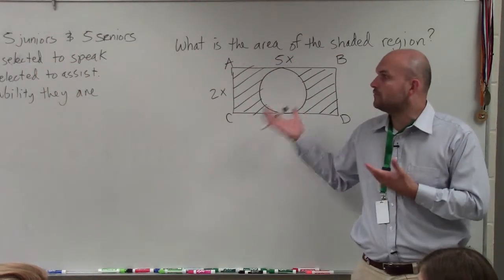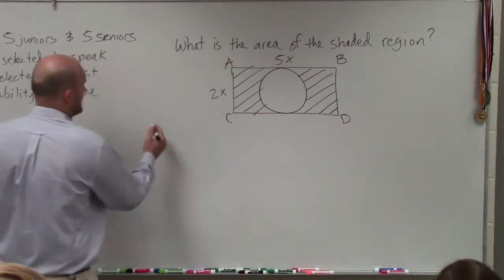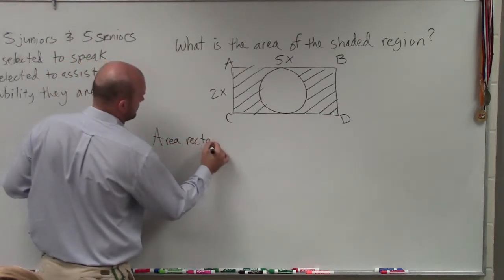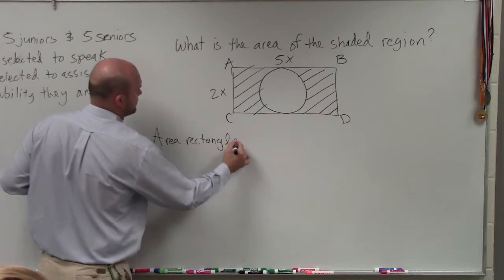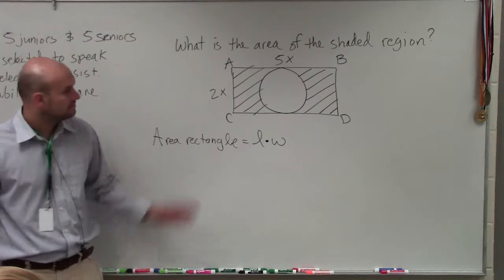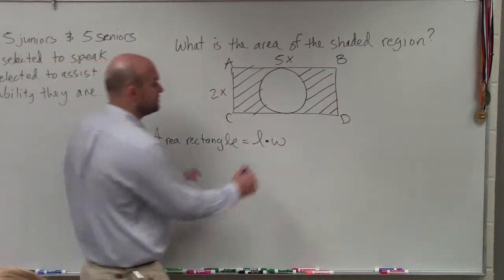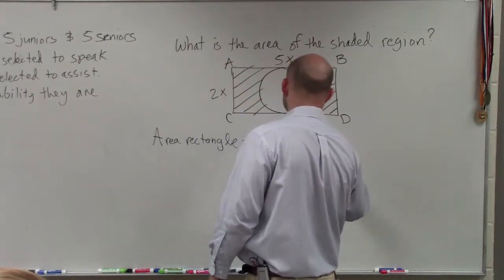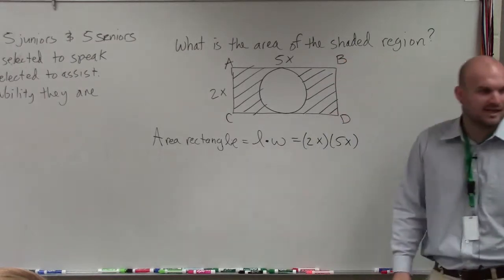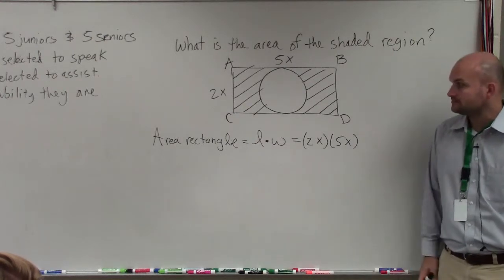So one of the things that everybody should remember is how to find the area of a rectangle. So the area of a rectangle is equal to length times width. Right? You just multiply your length times your width. So the area of this rectangle, forget about the circle for a second, is going to be 2x times 5x. It doesn't really matter what you want to label as the length and what you want to label as the width. All right? They're just going to be both right there.